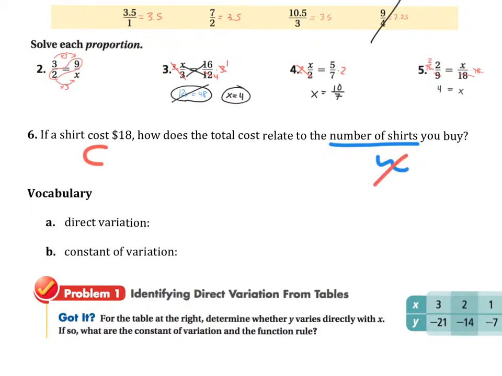So I'll do N there. Notice this, my cost is going to be how much times the N? It's just the 18. And notice the number of shirts that I buy will directly affect the cost. If I buy 6, I'm going to pay that much money. If I buy 10, I'm paying $180. If I buy 5, I pay $90.